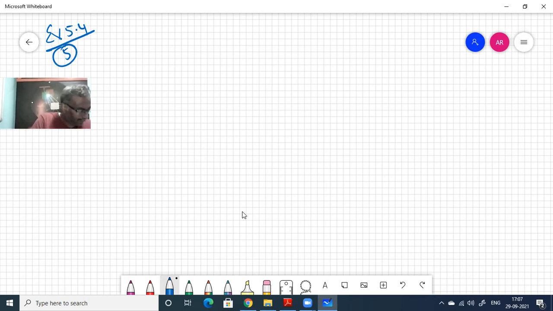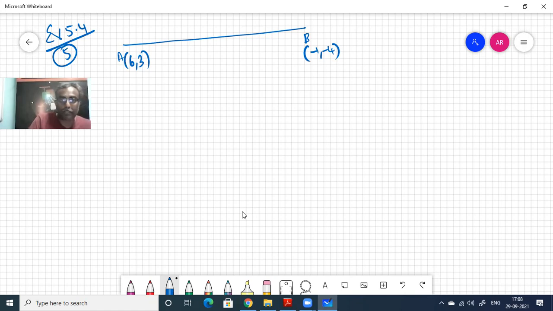Okay. The line segment joining 6, 3 and -1, -4 is doubled in length by adding half of AB to each end. There is a line AB. One point is 6, 3. Second point is -1, -4. This is half of AB. This side you add half of AB. Make it D. And this side you add another half of AB.